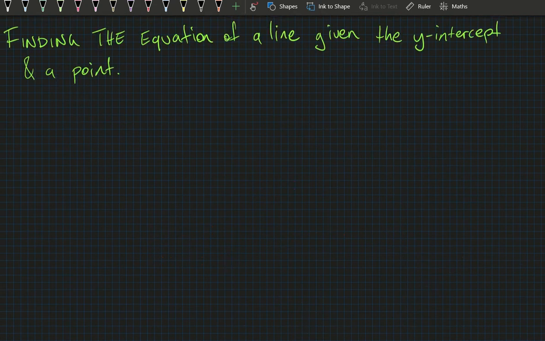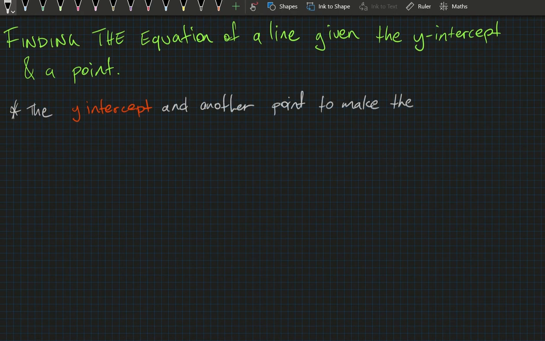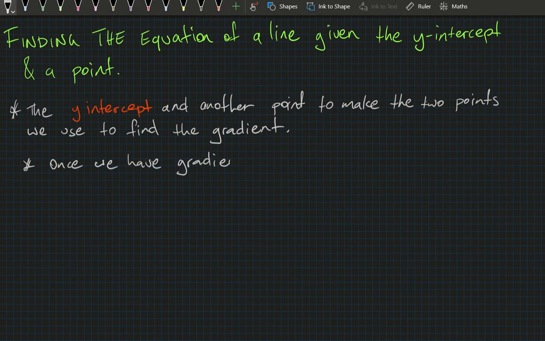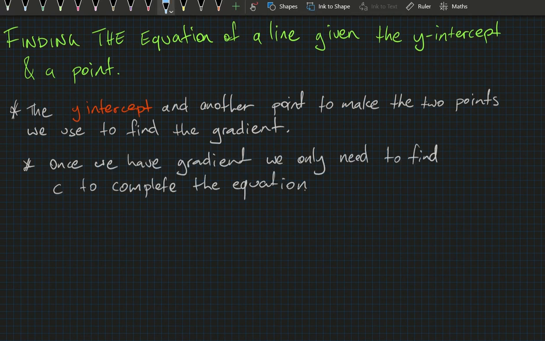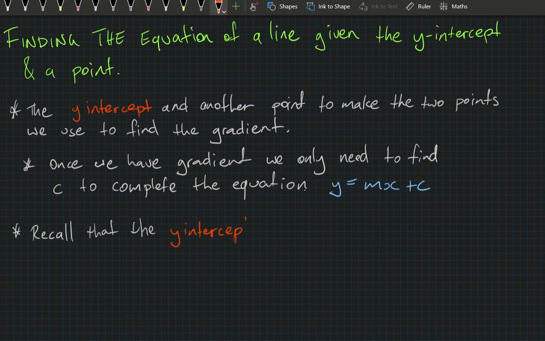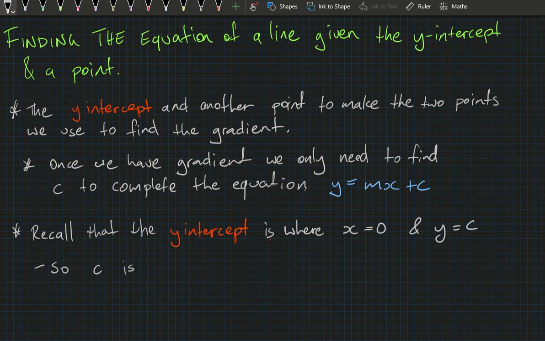In this section, we're going to learn to find the equation of the line, the whole equation, given the y-intercept and a point. In this method, we use the y-intercept and another point to make the 2 points we use to find the gradient. Once we have the gradient, we only need to find c to complete the equation. y = mx + c. So you only need to recall that the y-intercept is where x equals 0 and y equals c. So c is the y value in the y-intercept.